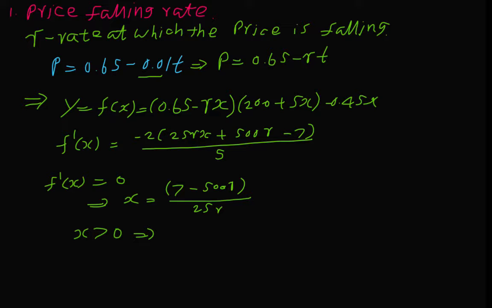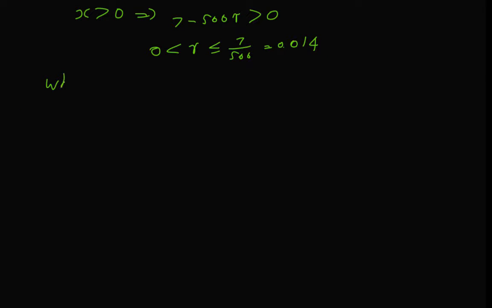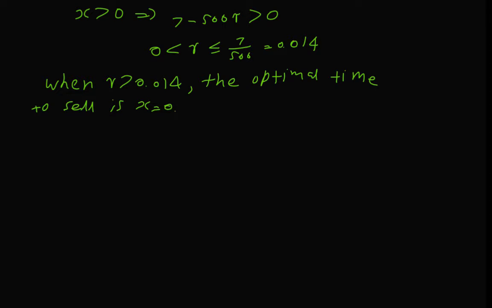Therefore, from the above expression, 7 minus 500r must be greater than 0. So you can say r is less than 7 divided by 500, which is 0.014, since the time to sell must be positive. When r is greater than 0.014, the optimal time to sell is x equals 0. Please check figure 1.4 in the textbook.